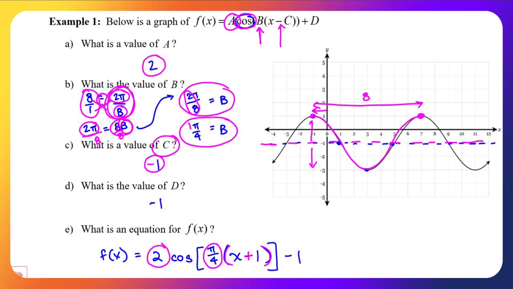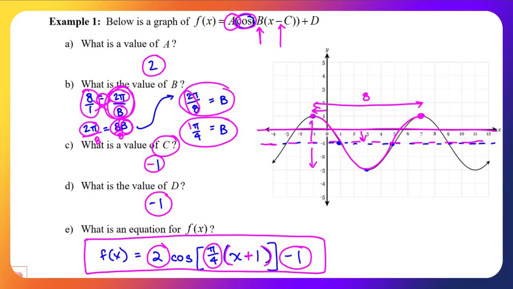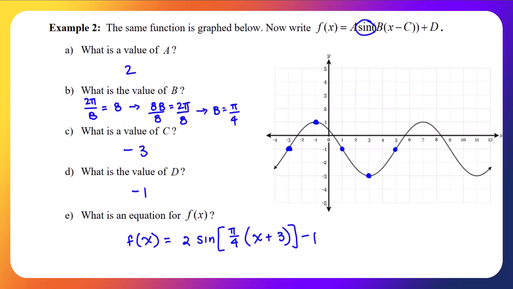We found it. And then we see that the midline used to be on the x-axis, but now it's moved down 1, so the d value is -1, and that's the end of the equation. That was so much fun for cosine.